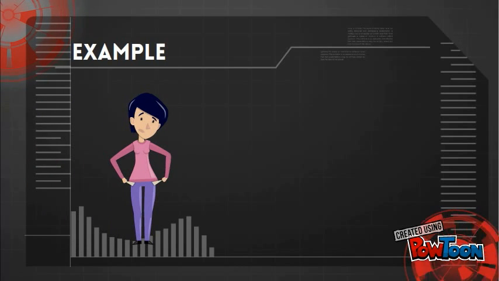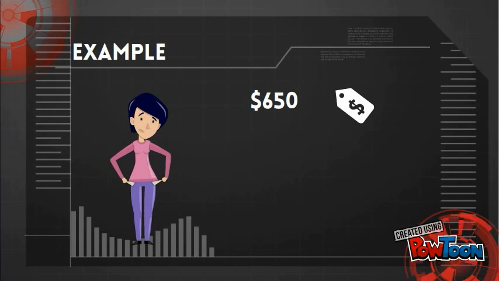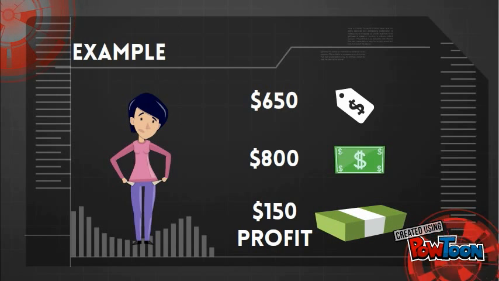So let's take a look at Sarah's behavior. She bought a $650 Gucci bag and received an offer for $800 by her friend Cindy. And if she decided to sell, she'd make a $150 profit. But she didn't. This behavior is irrational.